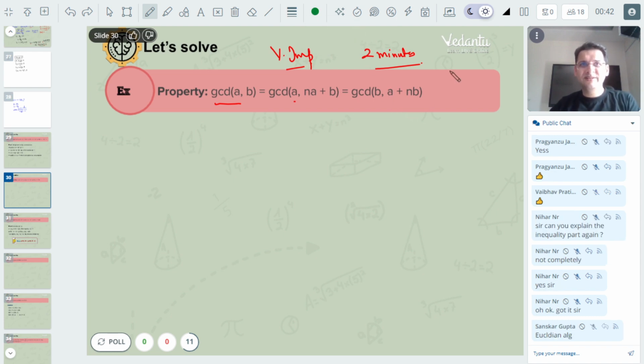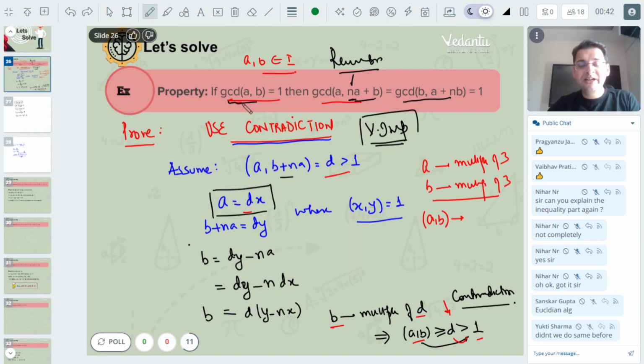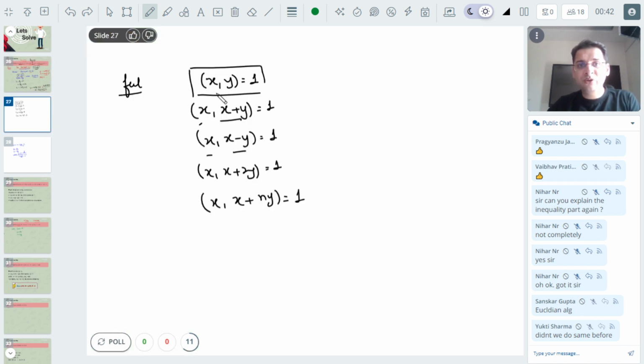Use the property, Sanskar. Use the property, no? GCD of a, b. So let's assume GCD of a, b to be d. Then a is equal to dx, b is equal to dy. No, Yukti, it wasn't the same as before. Before, what we did was a and b are co-prime, or two numbers are co-prime. Then a number and the sum of the numbers is also going to be co-prime. A number and the difference is also going to be co-prime. This is what we did earlier.